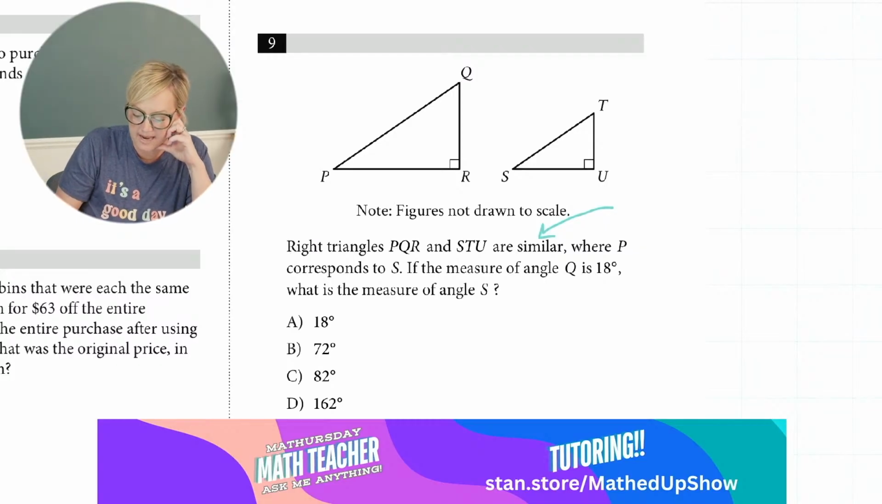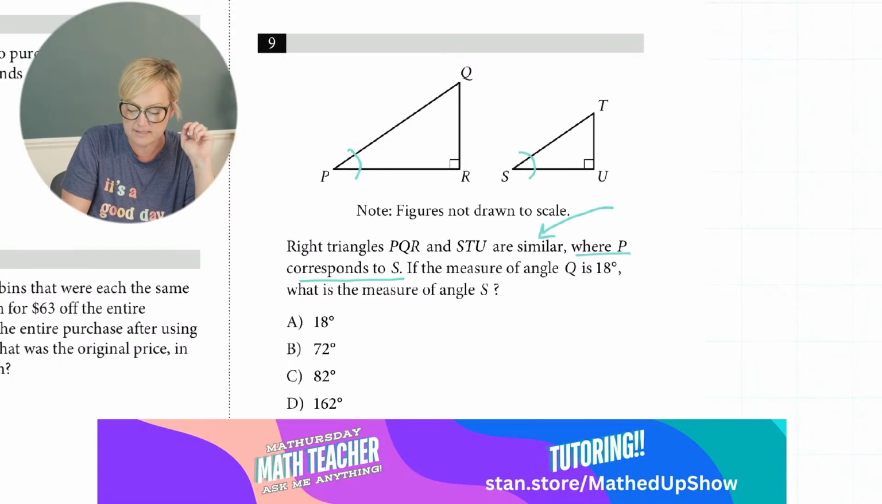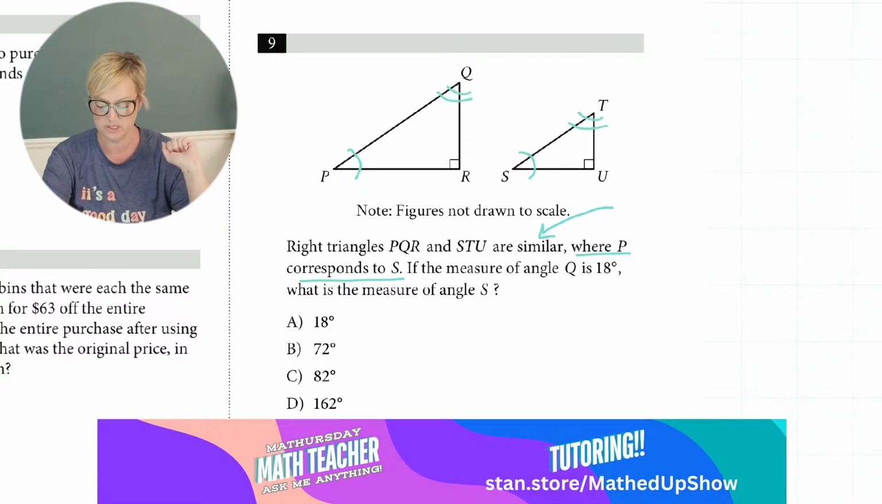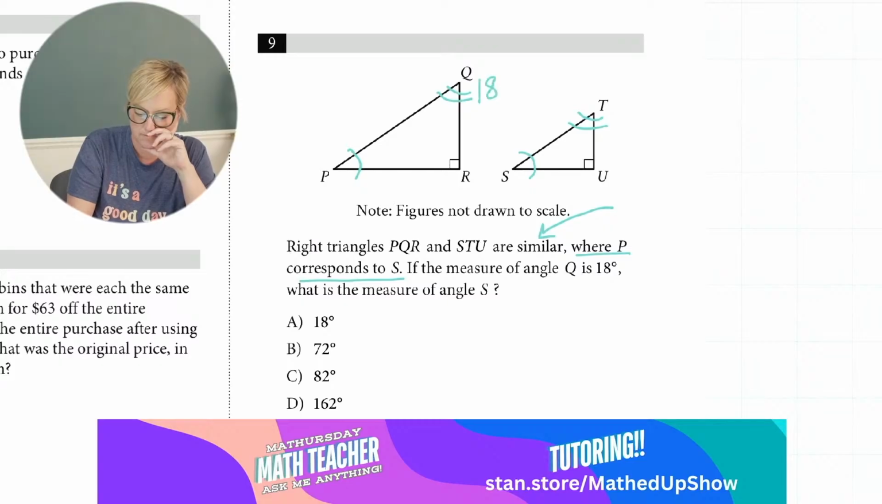So in this case, it also tells you P corresponds to S. So that means that angle P and angle S are congruent to each other, which also means that angle Q and T are congruent to each other. Okay, so angle Q is 18 degrees, which means that angle T is also 18 degrees.